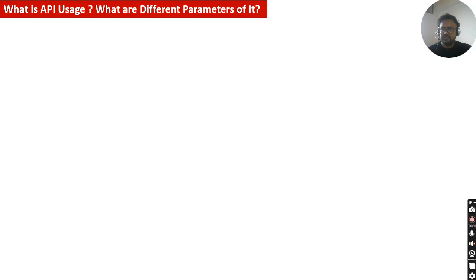So what is API usage and what are the different parameters of it? Okay, so this is one of the crucial things that they're going to ask you. What is API usage, like how the usage of API will be defined by the API provider. Okay, and usage means the API provider is limiting the end client in using their APIs, and what parameters will be considered. Let's understand this part.